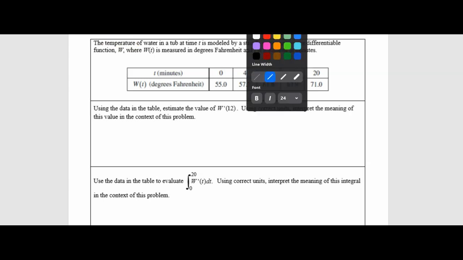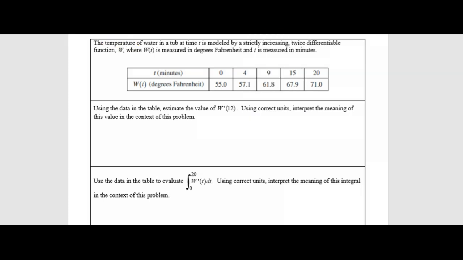All right, so the first question says, using the data in the table, estimate the value of w prime of 12. Using correct units, interpret the meaning of this value in the context of the problem. Well, they're just asking us to estimate the value of a derivative at t equals 12. This goes back to a couple units before this. If we're going to estimate the value of a derivative, which is the slope of a tangent line, we can use the slope of a secant line to do that. So we choose two values on each side of 12.